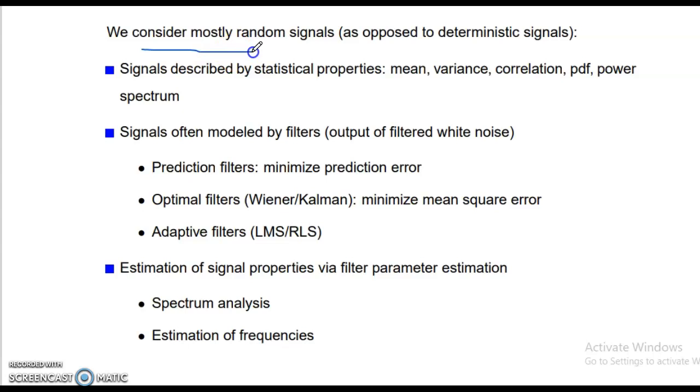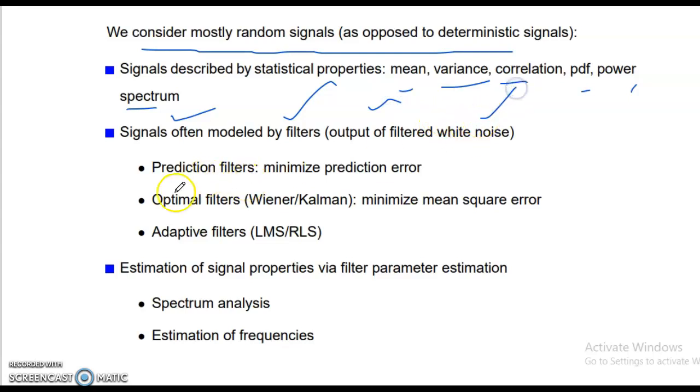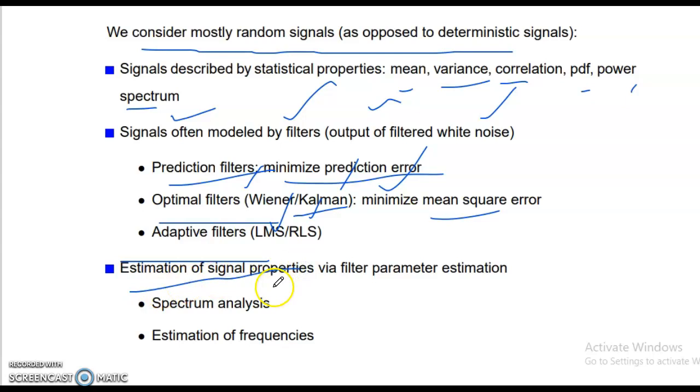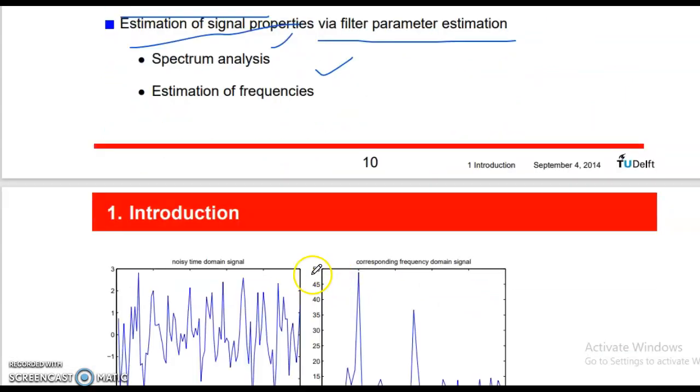We consider mostly random signals as opposed to deterministic signals. Signals are described by statistical properties: mean, variance, correlation, PDF, power spectrum. Signals are often modeled by filters, the output of filtered white noise, prediction filters that minimize prediction error, optimal filters, Wiener and Kalman filters. Minimize mean square error, adaptive filters, LMS, RLS, estimation of signal properties via filter parameter estimation, spectrum analysis, estimation of frequencies.